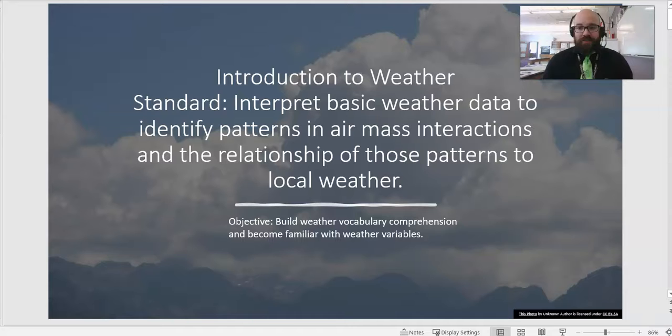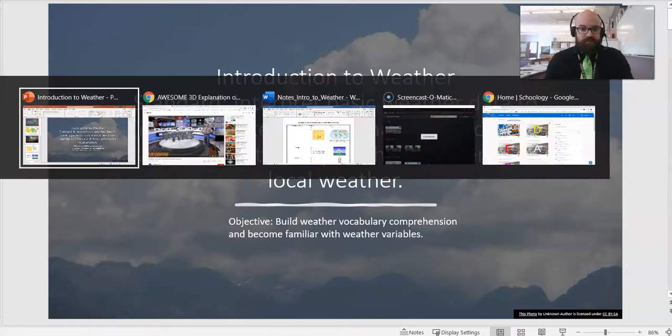For today, we're going to be focused on vocabulary, some of the basic concepts, and an overview of the important weather terms and concepts. As you go through this lesson, in class, you've been asked to take some notes. I'm going to show you what that document looks like. It's available in Schoology.